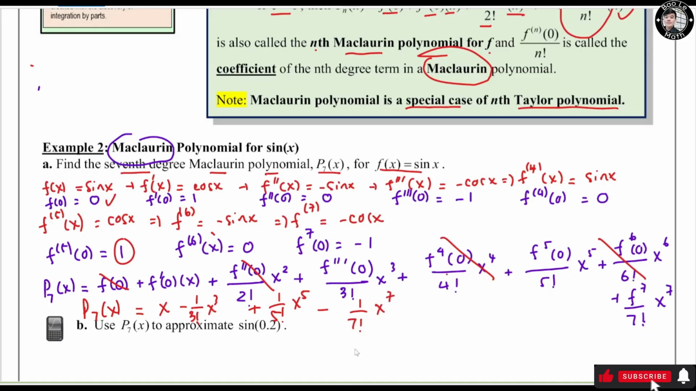Now, if this one is free response, you just leave it like this. But you need to simplify if this one is multiple choice. So you have s minus, 3 factorial is going to be 3 times 2 times 1, so it's going to be 1 over 6 s cubed. 5 factorial is going to be 5 times 4 times 3 times 2 times 1, so it will be plus 1 over 120 s to the fifth. Minus, 7 factorial is going to be 1 over 5040 s to the 7.